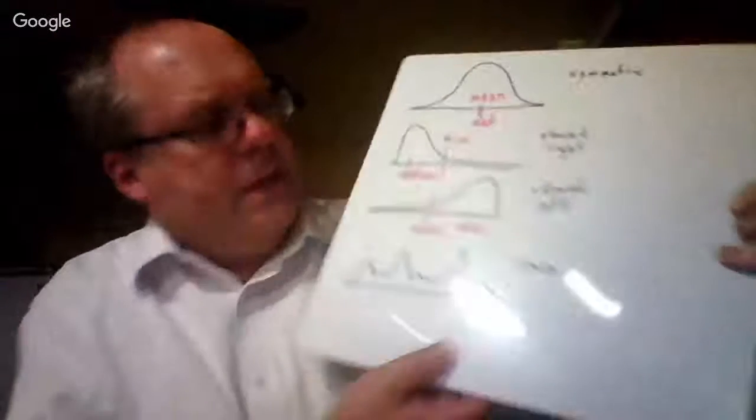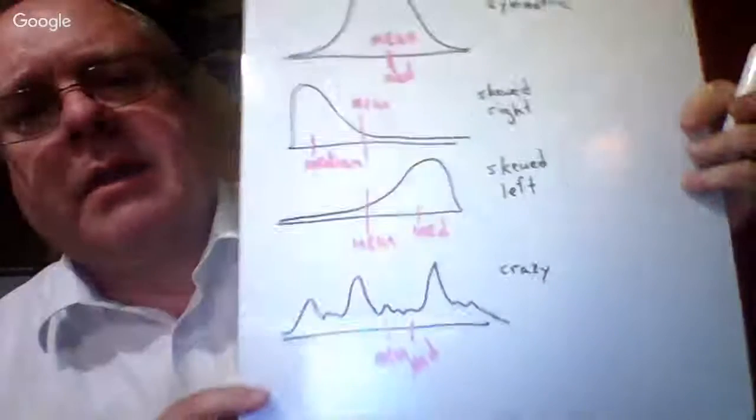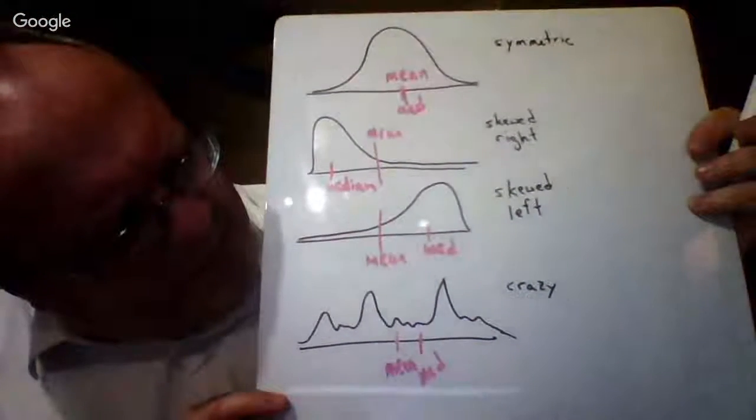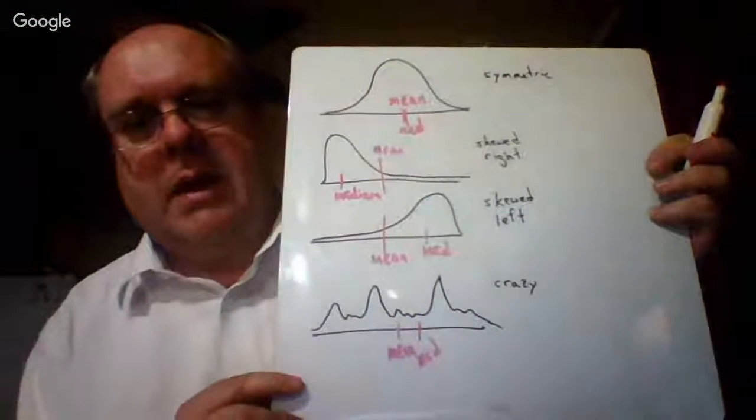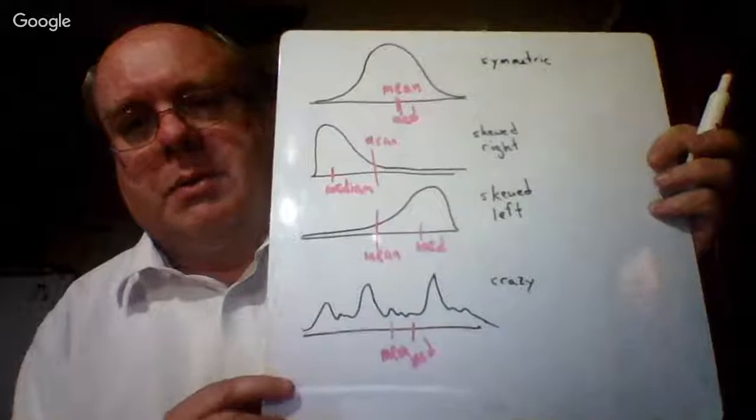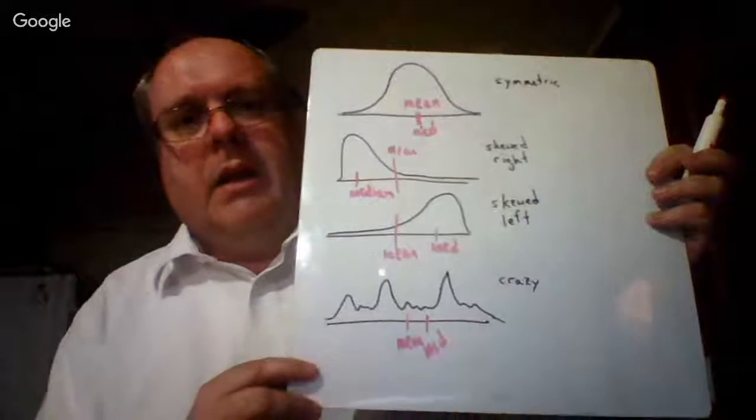Now, for the crazy distribution, who knows what's going to happen? They might be close together, they might be far apart, I don't really know. So I've kind of just drawn them there, like the mean is on the left and the median's on the right a little bit, but they could be anywhere. There's no rules about it being on the left or on the right.